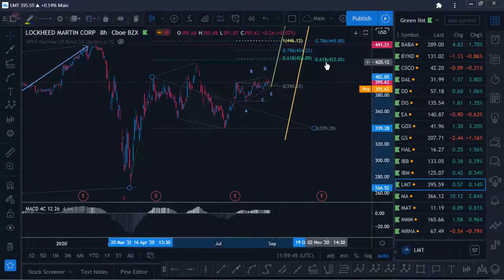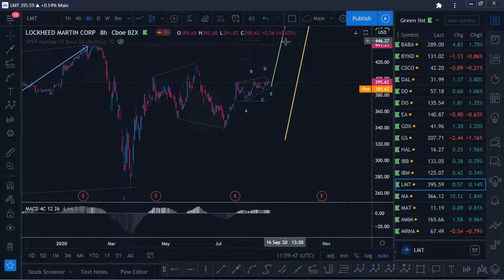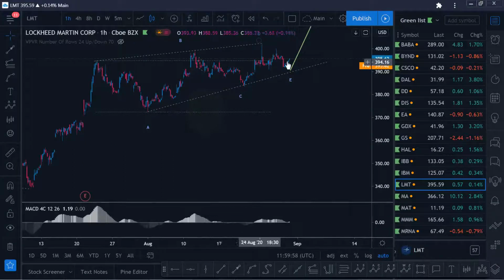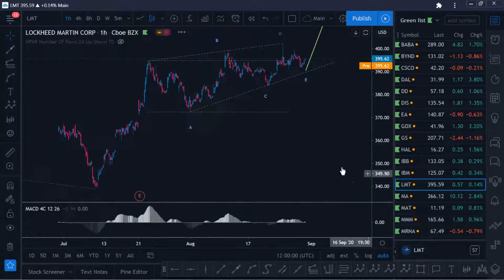So it looks like Lockheed Martin is ready to go up to this 446, 447, this region here to make new highs. So I really like Lockheed Martin for a long trade, especially this week, given this running triangle corrective structure that looks to be playing out.